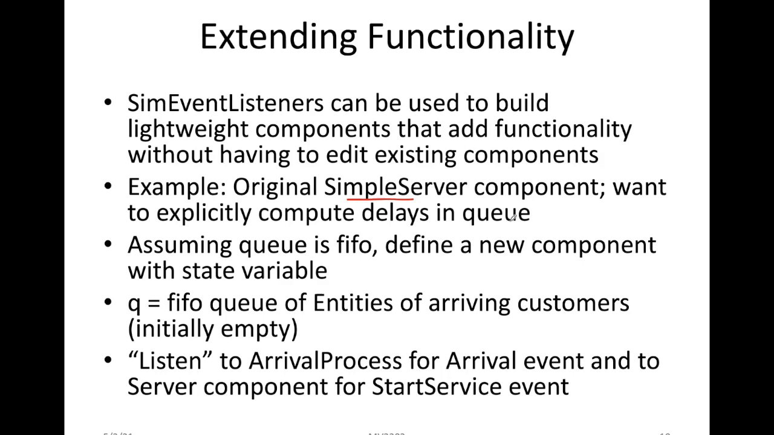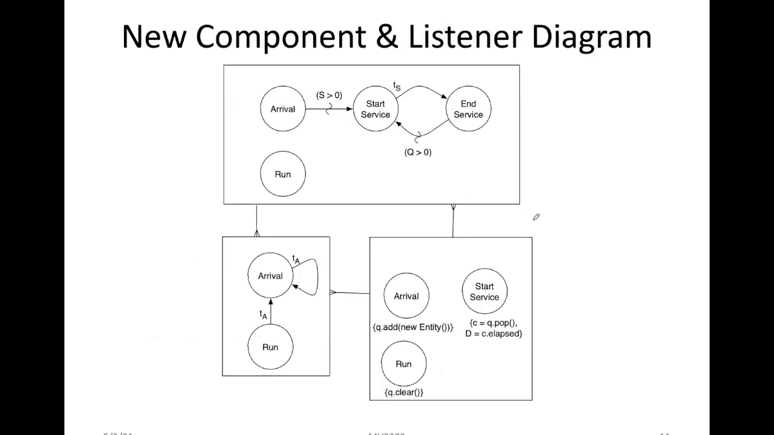confirming Little's formula would be to define a new component, again, just with a first in, first out queue of these entities. We could create these entities of the arriving customers. And then what we could do is listen to both the arrival process and the server component for a start service event. Here's what that looks like.